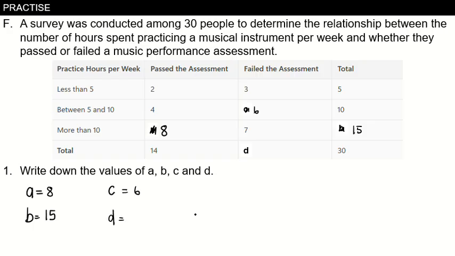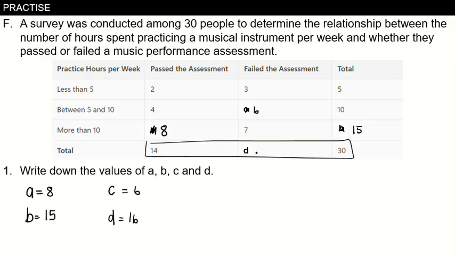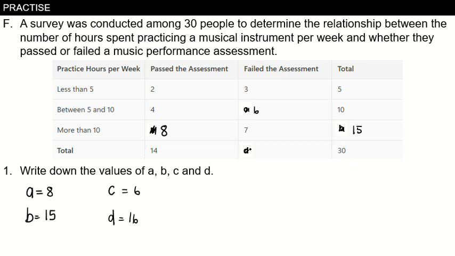Now we can calculate what D is because 3 plus 6 plus 7 should give me D, and that would give me 16. Or you can work in this column. 14 plus what gives me 30? Because again, 30 is the total amount. 14 plus 16 gives me 30.